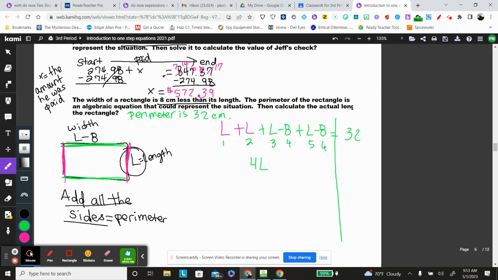What other terms can I put together? 4 and 6. What do they make? Negative 16. Now, can I make a zero pair? Yes. I'm going to do it right here. Let me move this over so it looks better, because I like for my equal sign to stay on my line. Make a zero pair with negative 16 and put 16 positives. But what I do to one side, I do to the other. So 4L equals 48. Now what?